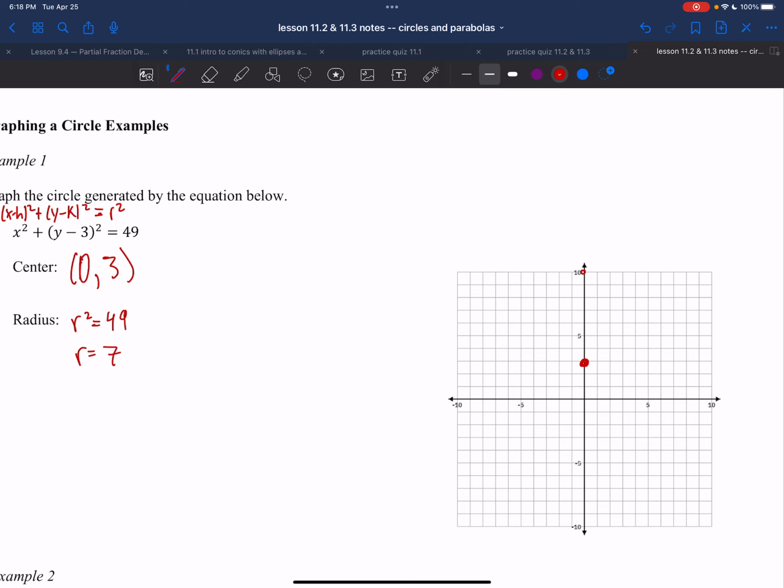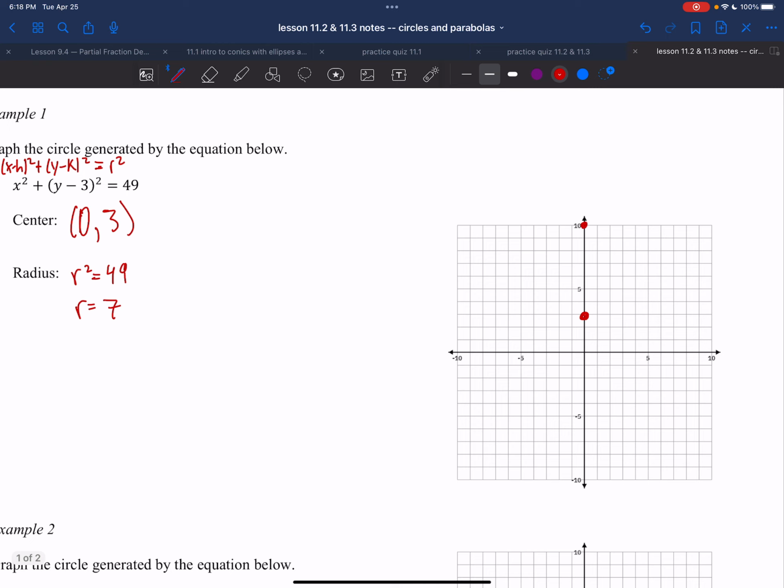So 7 up would be up here, 7 down is going to be down here, 7 to the right will be here, and 7 to the left will be about here. Okay, and I'm just going to try and make a circle out of this.